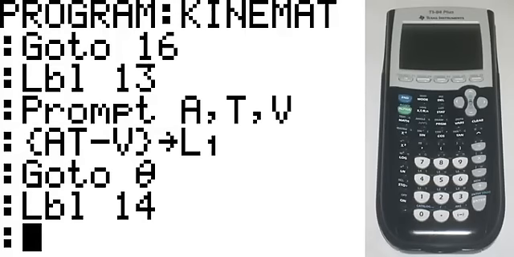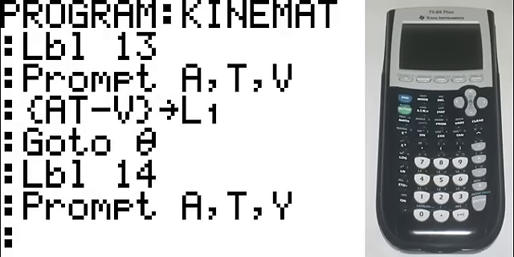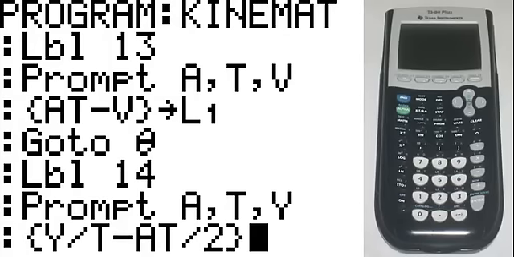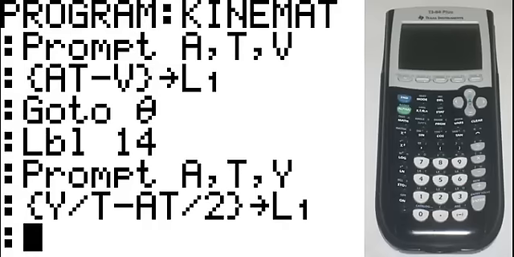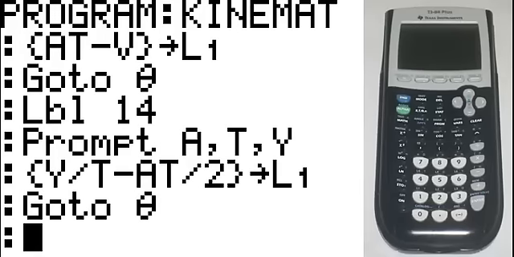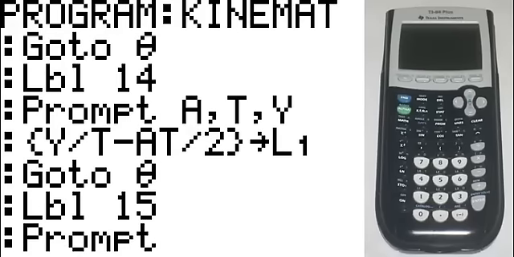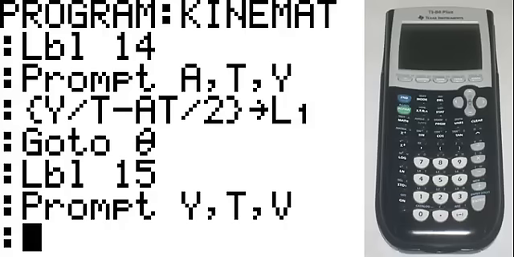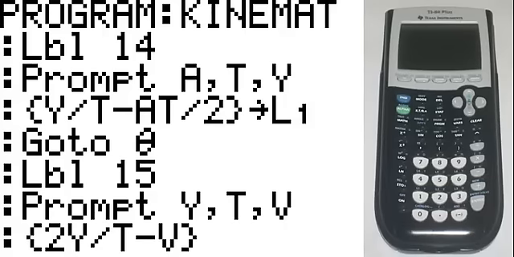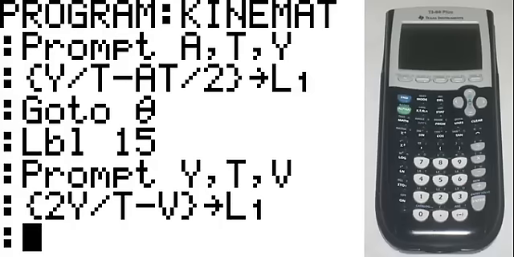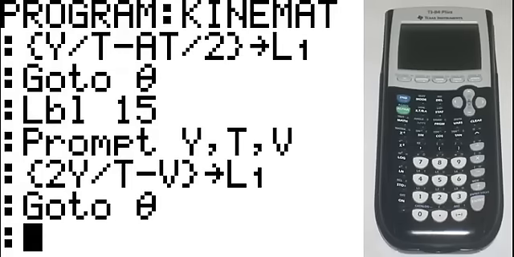Label 14. Here we're going to prompt the variables a, t, and y. In squiggled parentheses, y divided by t minus at divided by 2, end the squiggled parentheses, that goes to L1. Go to theta. Label 15. Prompt y, t, v. In squiggled parentheses, 2y divided by t minus v, end the squiggled parentheses, that goes to L1. Go to theta.